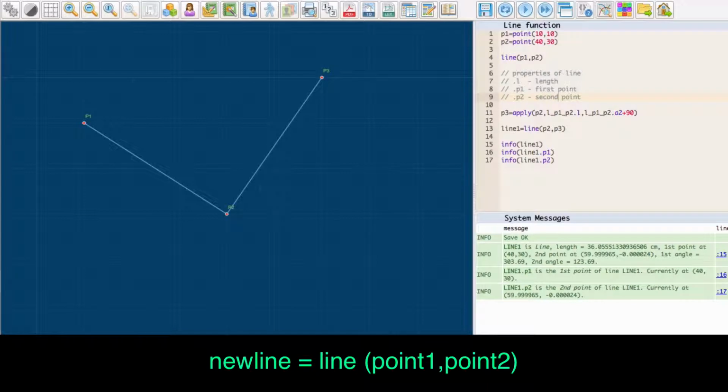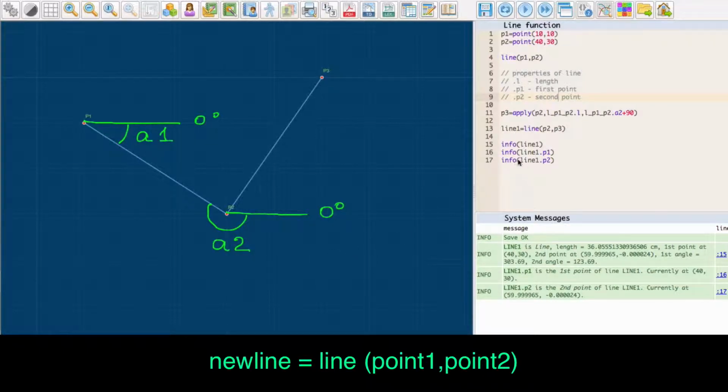Let us now look in more detail at how angles work. Angle 1 is next to point 1. As we remember, 0 degrees is to the right. The angle between 0 degrees and the line itself, clockwise, is the first angle. Angle 2 is next to point 2. It is also the angle between 0 degrees and the line itself, clockwise.